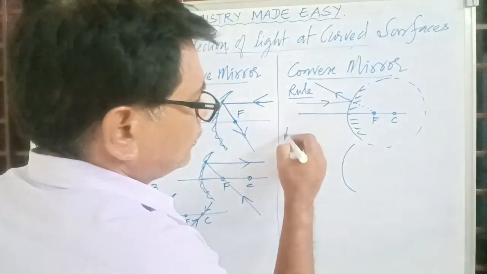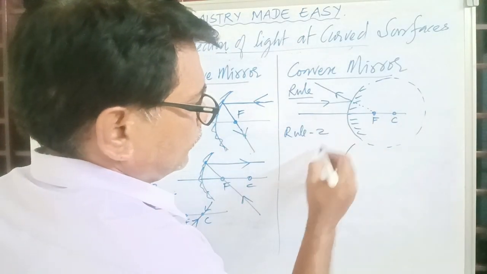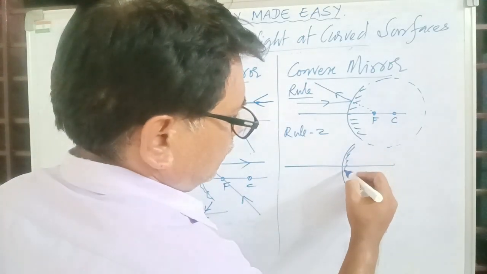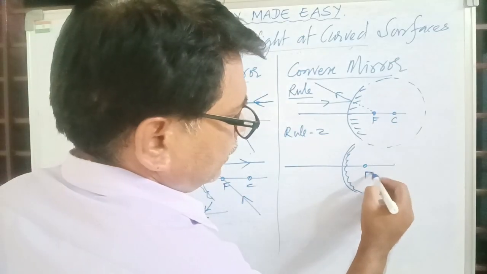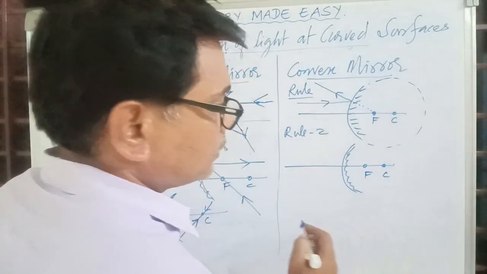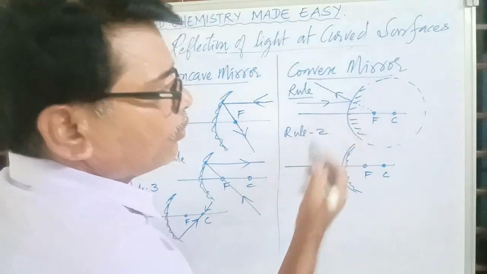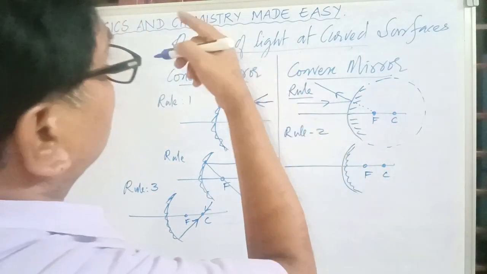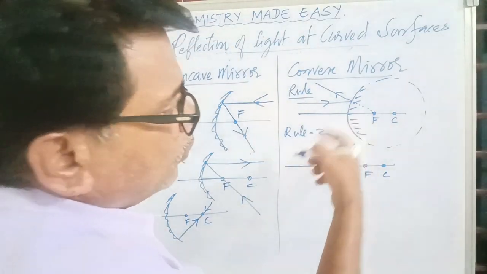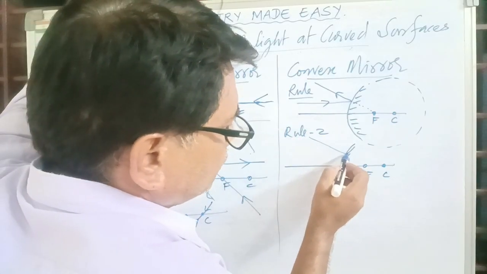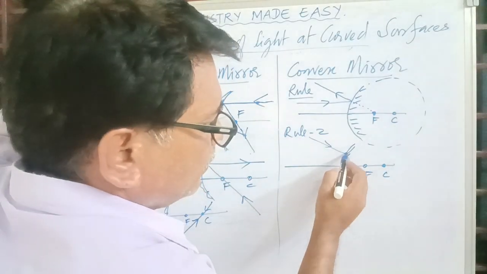This is rule 2, and this is a convex mirror. As I said, the reflecting surface is outside. So parallel light after falling on a convex mirror gets diverged from the focal point. Now let us take a light towards the focal point. After touching the mirror, it is parallel.